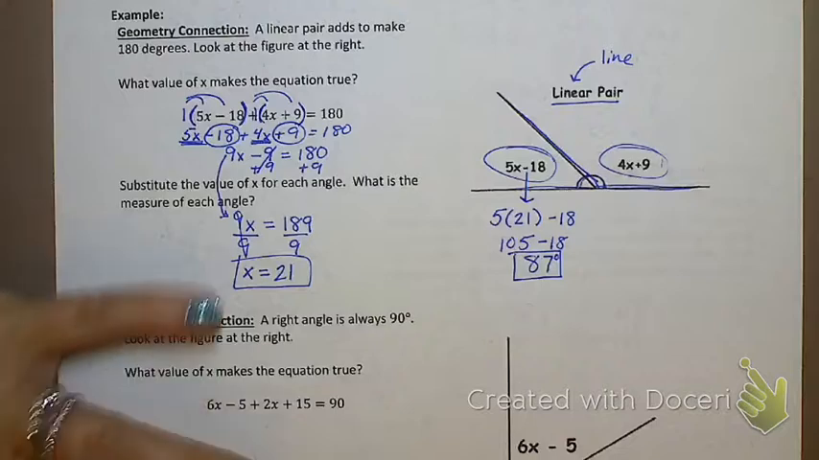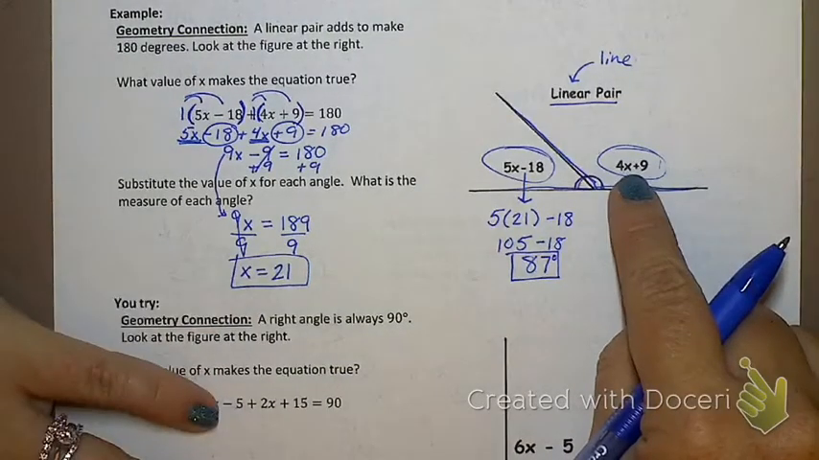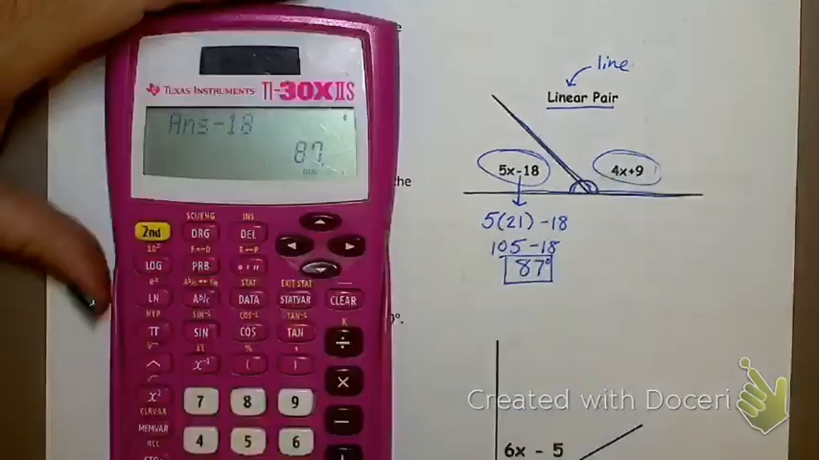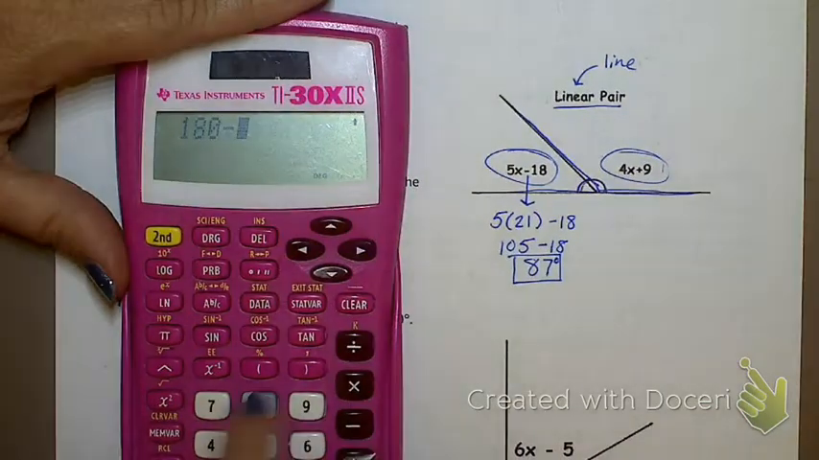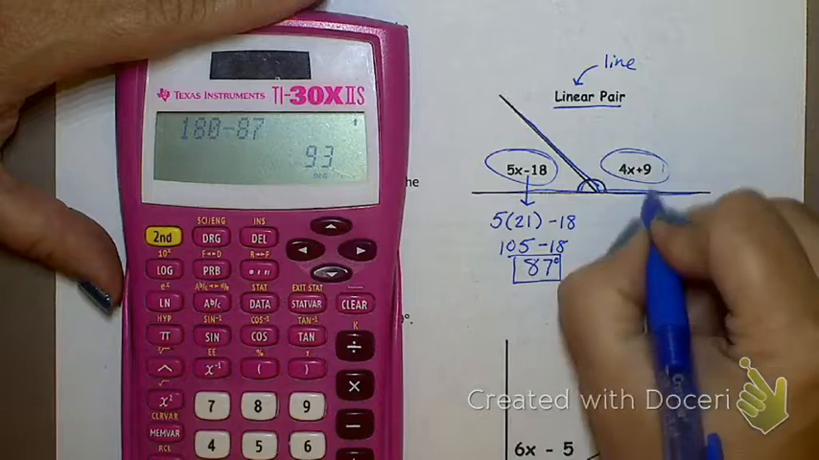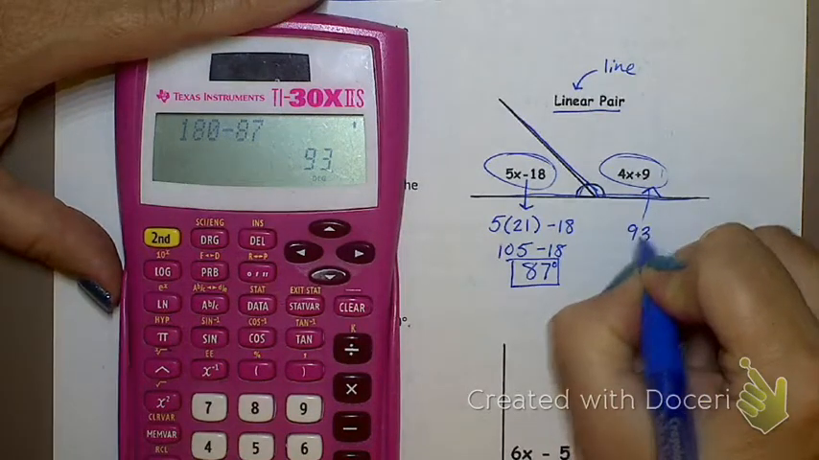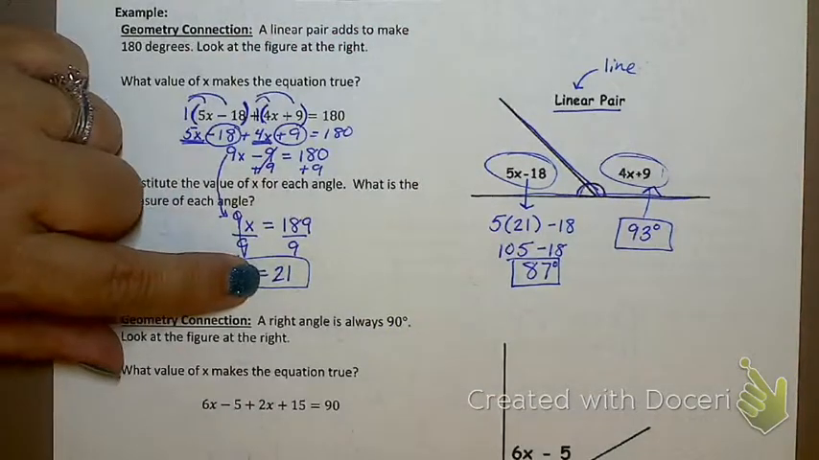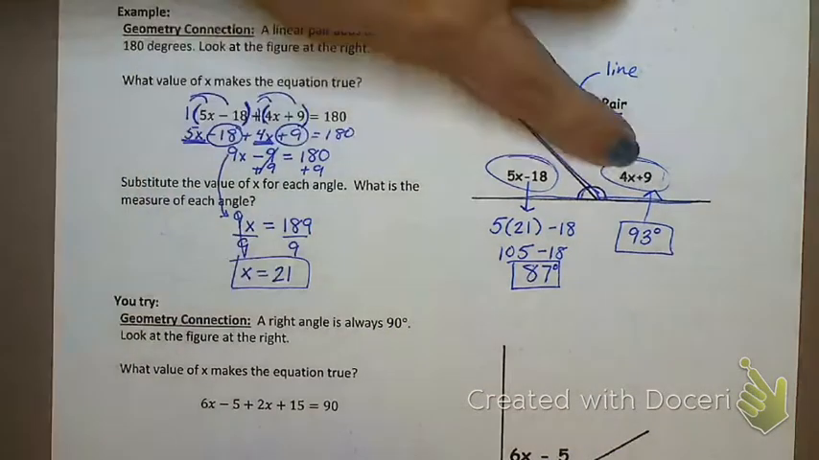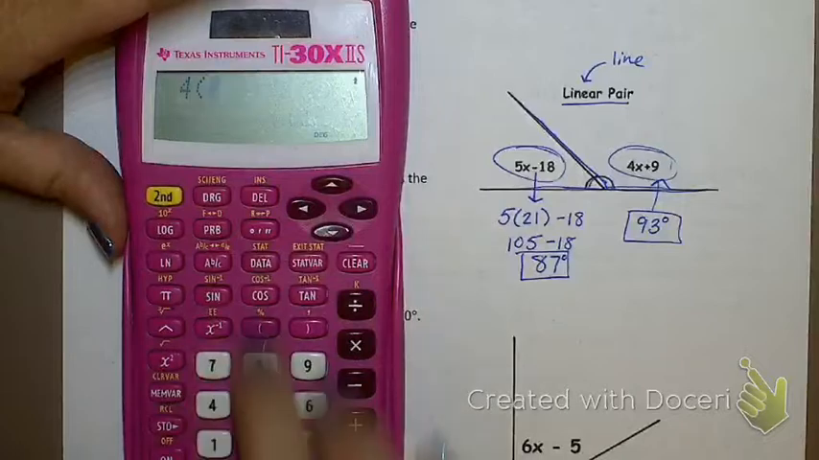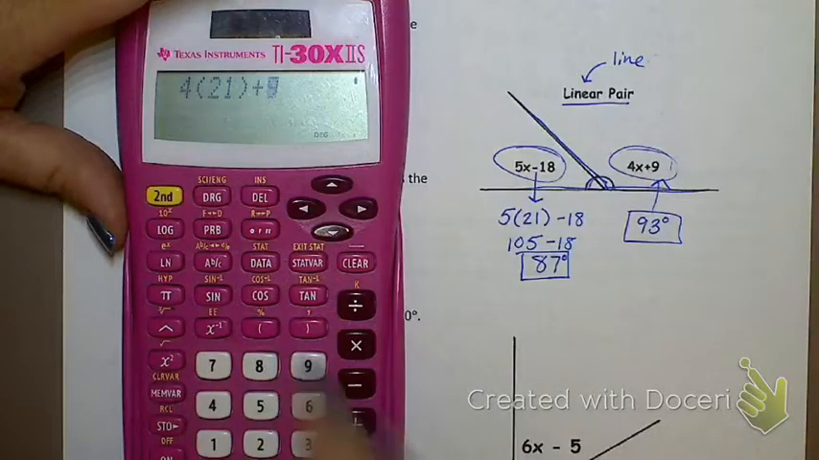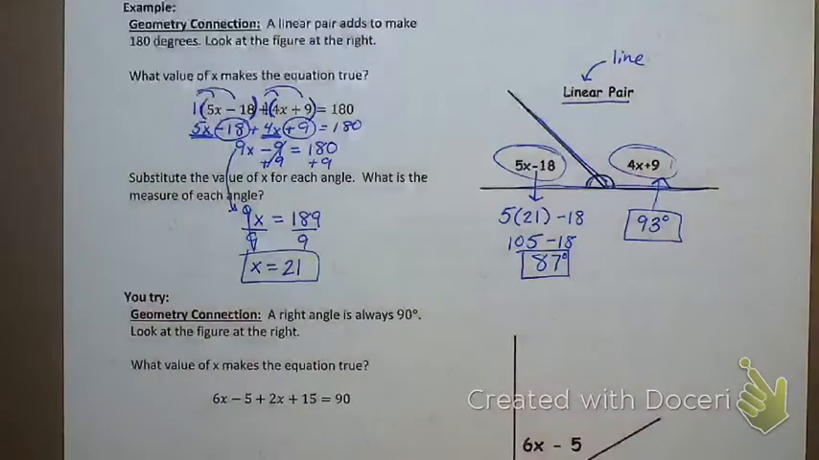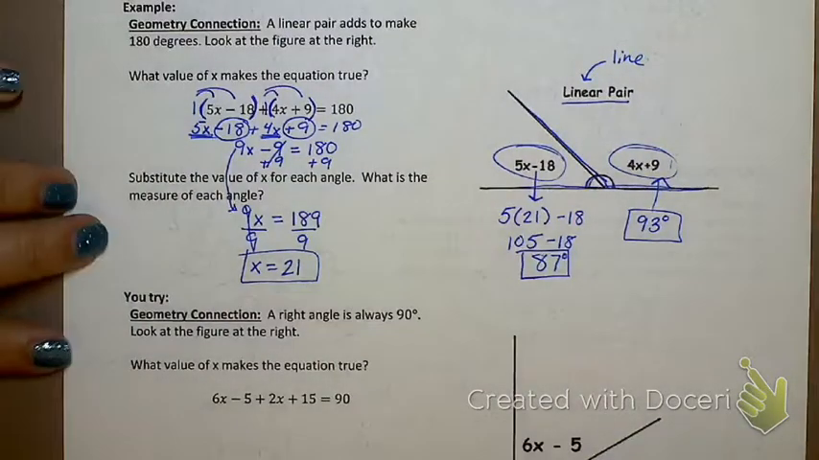Do I need to plug in 21 into here? No. I know that together they're going to equal 180, right? So can't I just do 180 minus 87? That means this one right here is 93 degrees. If I wanted to check to make sure my answer was correct, I could plug in 21 over here to verify. 4 times 21 plus 9, there's the 93 degrees. Okay? All right, so that's called a linear pair.